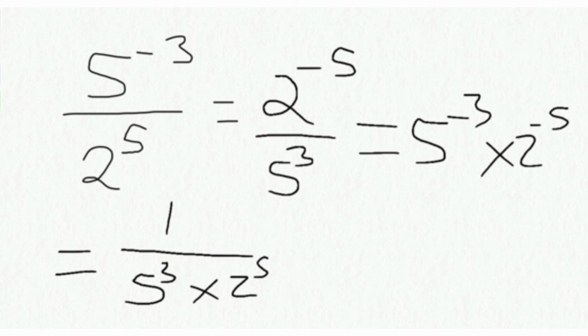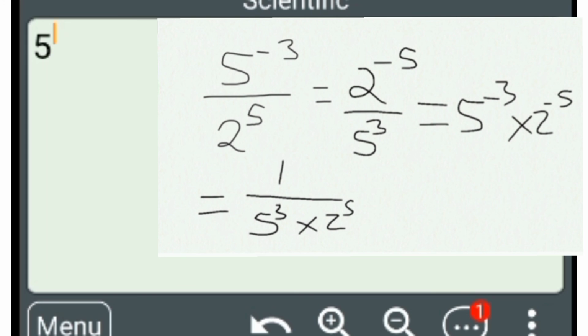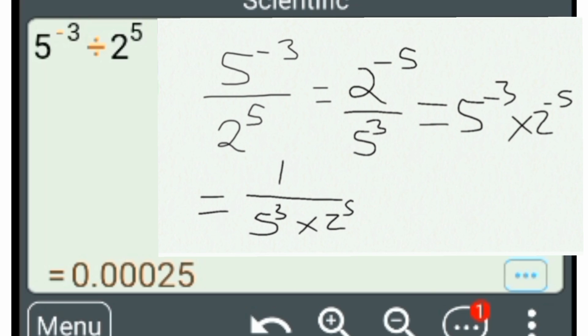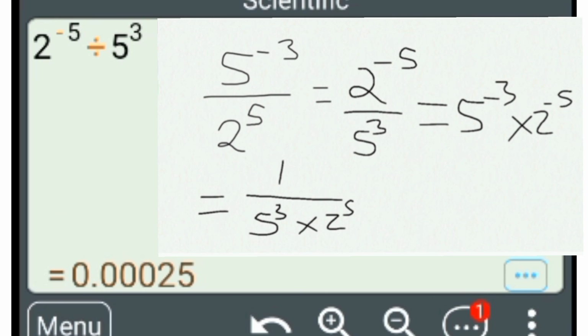Let us prove this on a calculator. 5 to power negative 3 divided by 2 to power 5. The answer is 0.00025. What about 2 to power negative 5 divided by 5 cubed? The answer is 0.00025, and it's the same as the previous one.